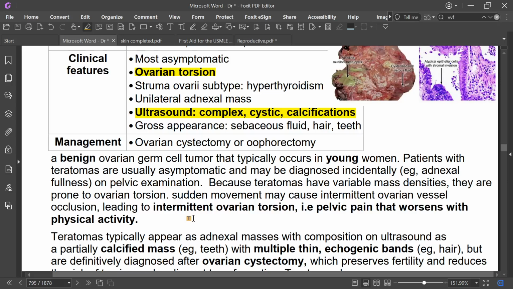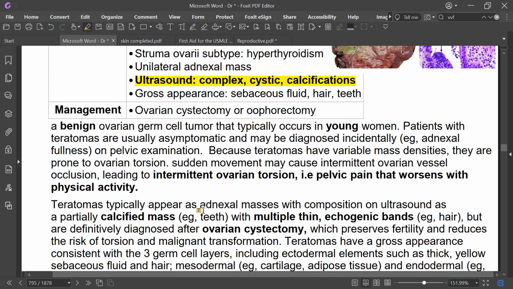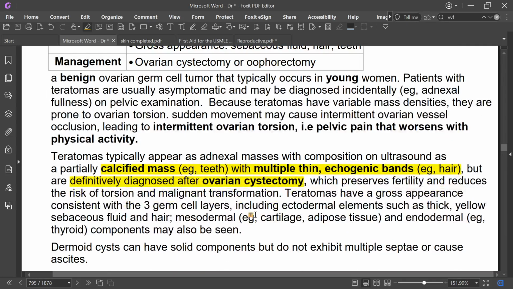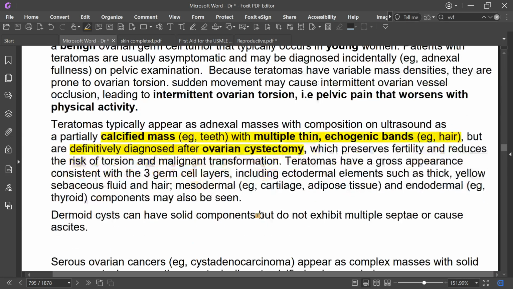There is intermediate. Teratoma typically appears as an adnexal mass, on ultrasound as a calcified mass with multiple thin echogenic bands like hairs, but definitive diagnosis is after ovarian cystectomy. Dermoid cysts have solid components but do not exhibit multiple septations or cause ascites. It has this sort of unique feature.